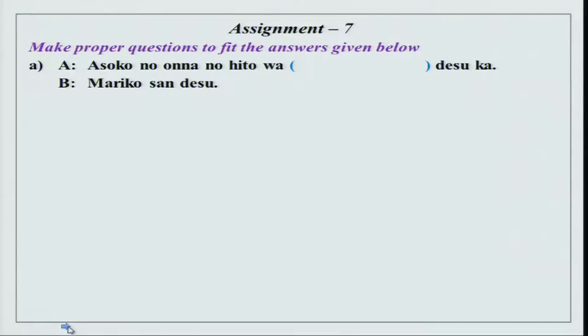Asoko no onna no hito wa donata desu ka or dare desu ka? Why? Because the answer is Mariko-san desu. If it was Asoko no hito wa Mariko-san desu ka, then the answer would have been Hai Mariko-san desu. So we need to put the question word donata over here.